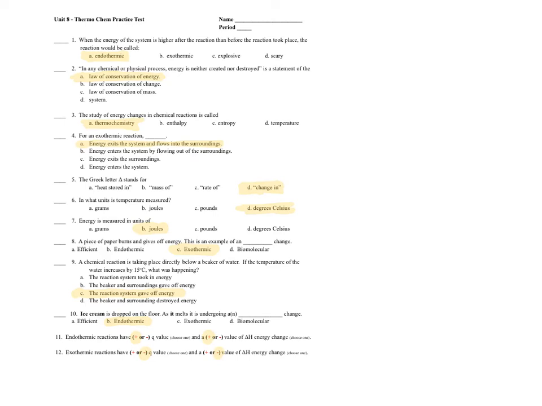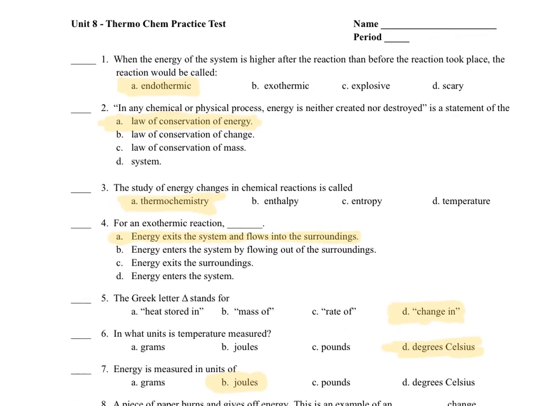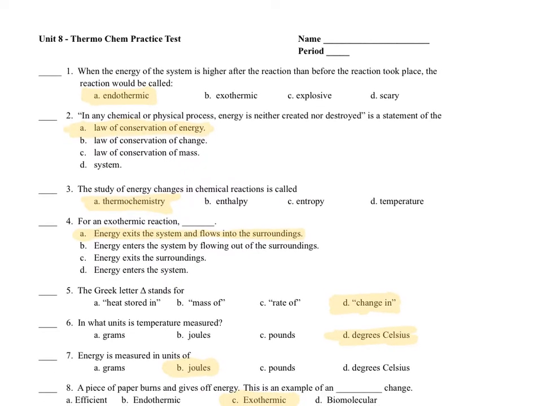Okay, here we are looking at the answers to the practice test. All right, let's take a look at some of these questions here. When the energy of a system is higher after a reaction than before the reaction took place, the reaction would be called endothermic. So, endothermic means heat goes in and the system is higher in energy. Now, whether that's a dissolving process, a melting process, or a chemical reaction, endothermic means the products have higher energy.